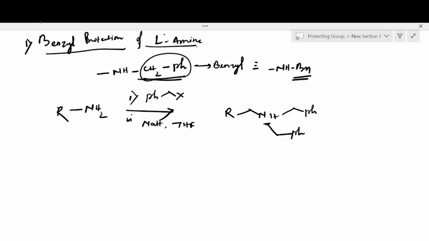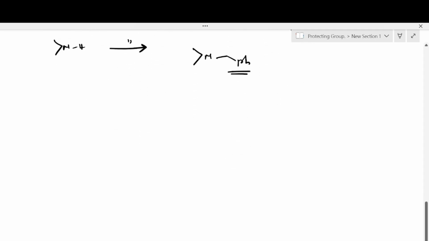But if we add a secondary amine under the same conditions, then what will form? It will form a benzyl protected amine. Then how to monoprotect the primary amine? To monoprotect, what do we have to do?